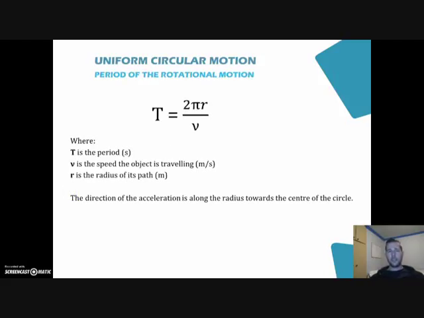Another equation here relates the period to the velocity and the radius. So the period of the rotation is equal to 2 pi r divided by velocity. Now we recognize 2 pi r as the distance or circumference around a circle, and if you divide distance by velocity, you get time, as in one of the physics equations. So it's simply just converting one of those equations to an application of uniform circular motion.